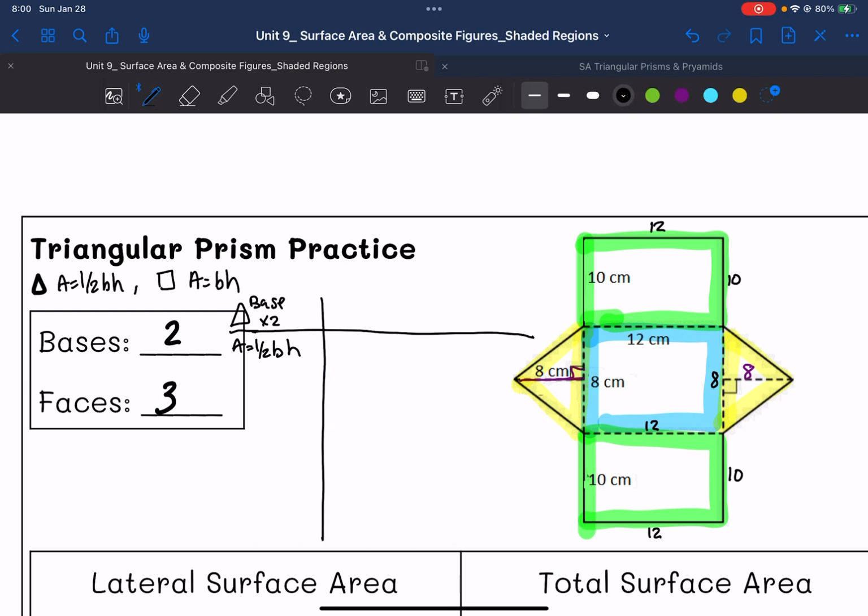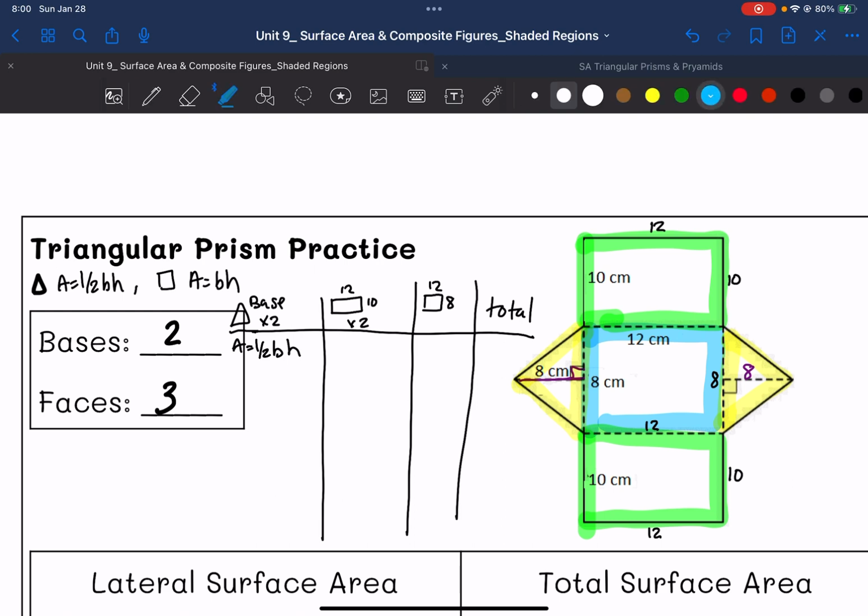Okay, so here, in the rectangles, we have the first one, the top one, that is a 10 by 12. There are 2 of those, so I'm going to write times 2. And then I have the singular one that is an 8 by 12, okay? And then I would have total here, okay? So now that we've got that going, I do want to mention that this is the base, and these 2, whatever we do in here, is going to be the lateral, okay?